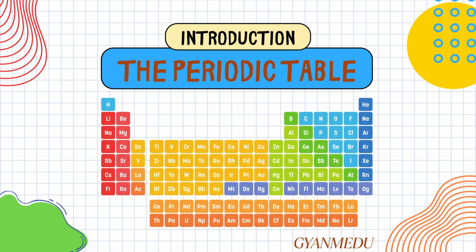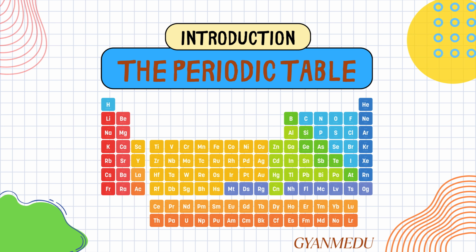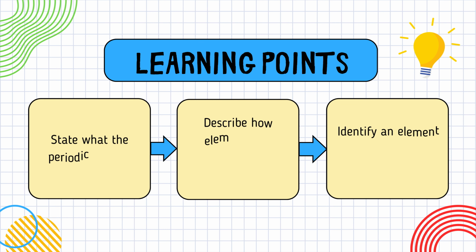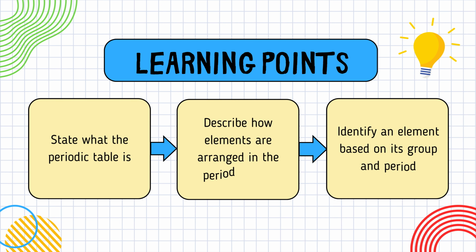In this session, we're going to explore one of the most important concepts in chemistry, the periodic table. We'll learn how it is organized, why it is called the backbone of chemistry, and how it helps us understand the properties of different elements. So stay tuned till the end, because this knowledge will make your study of chemistry much easier and more interesting.